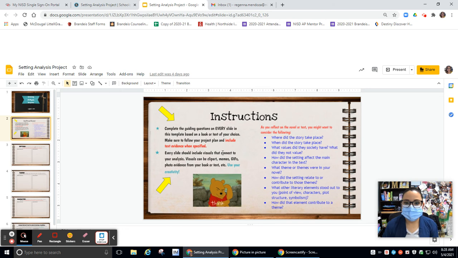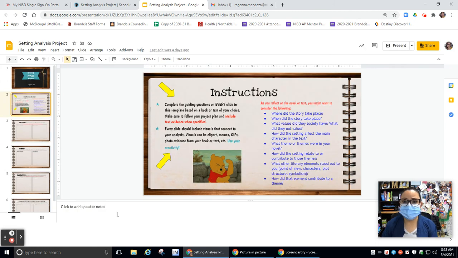So here, you're going to complete all of the guiding questions. So if there's 2 or 3, you need to answer all of them. And then wherever it's specified, you'll see it in red text. You'll need to include text evidence, okay? Every slide should have some sort of visuals that connect to the information that you're writing about. So it could be memes, GIFs, symbols. It could be things you decide to draw and then upload as pictures.